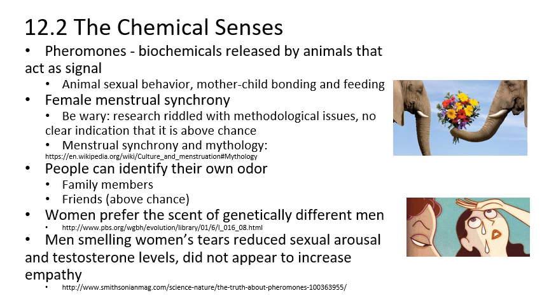Also interesting in terms of the olfactory system, people can identify their own odor. So if they smell their own odor outside of themselves, they know that that's their own odor, even though most of the time we're not aware of our own odor. They can also identify the odor of family members and friends above chance. Women prefer the scent of genetically different men, which we presume to be adaptive in an evolutionary sense. It's better for people who are genetically different to have offspring together.